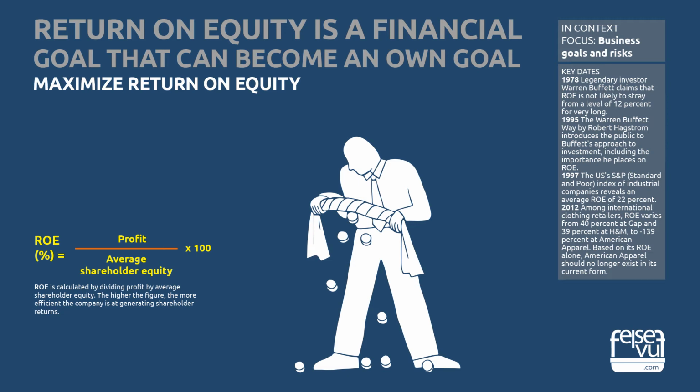2012: Among international clothing retailers, ROE varies from 40% at Gap and 39% at H&M, to -139% at American Apparel. Based on its ROE alone, American Apparel should no longer exist in its current form.